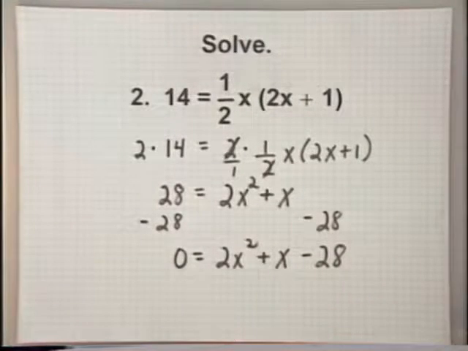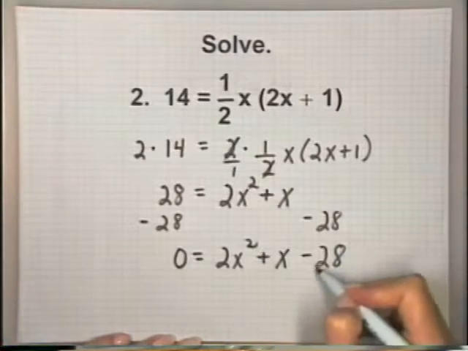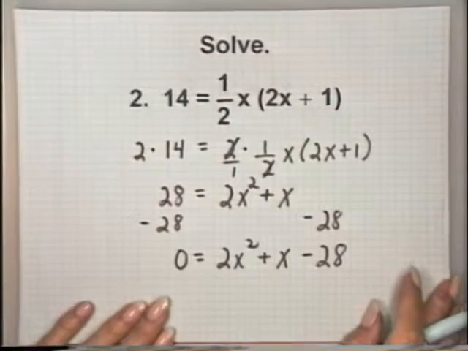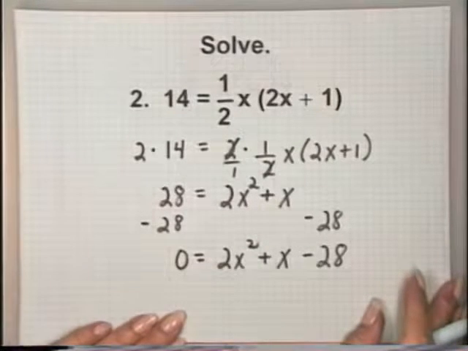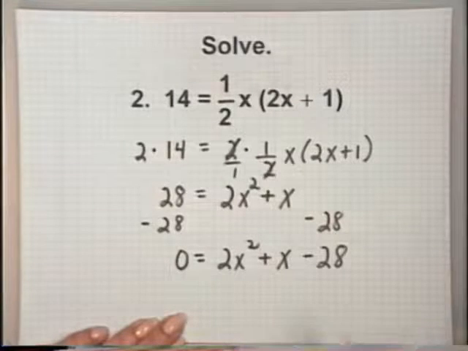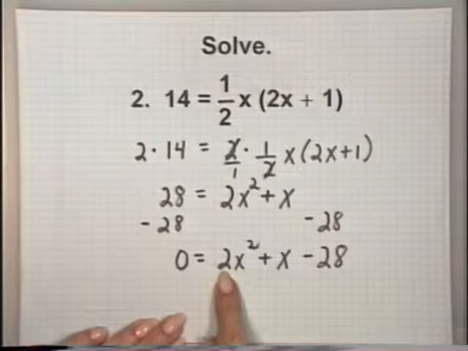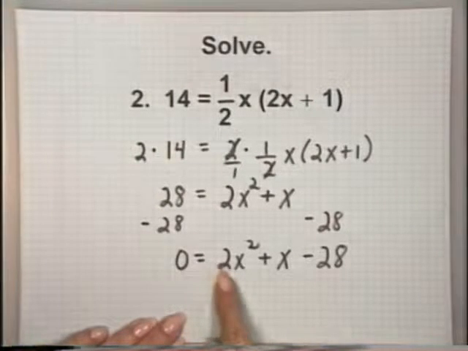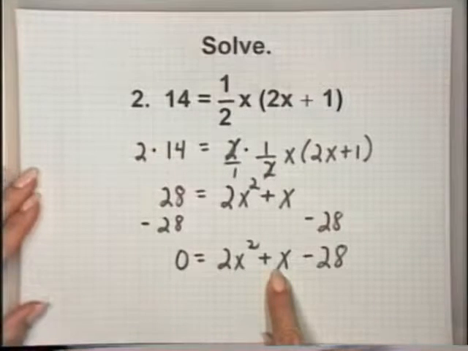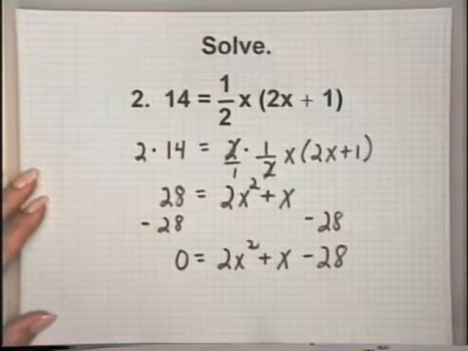Now once again, notice I have three terms in this quadratic. I have the square term, the linear term, and I have the constant. I will choose to try to factor it. If it doesn't factor, I will use the quadratic formula on it. I would not choose to complete the square because once again the coefficient of x squared is a number other than 1, and the coefficient of x is 1, which is not an even number.